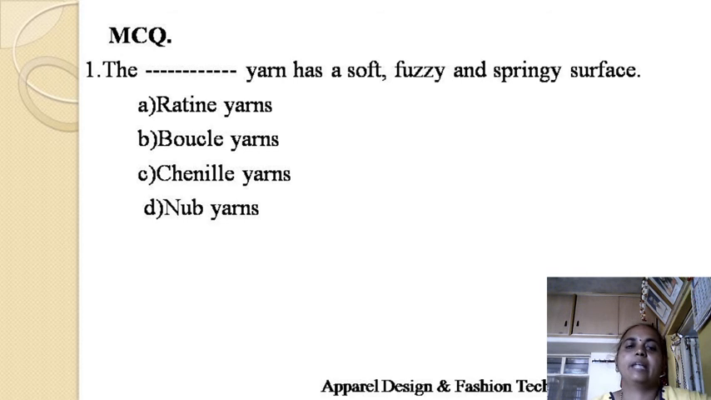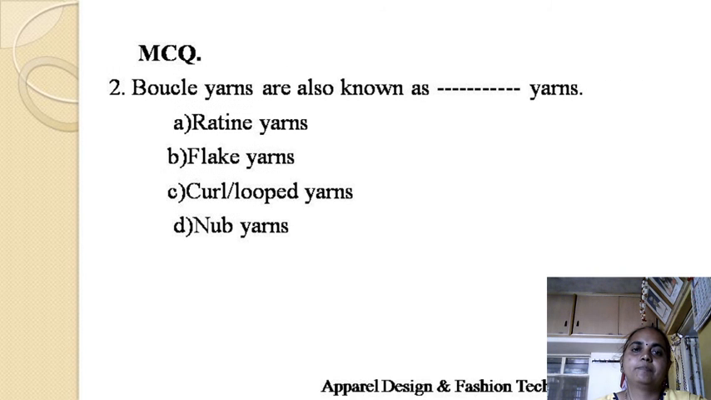So, which is the right one? You have to choose the right answer. Which yarn has a soft, fuzzy and springy surface? Rattan? No, it is not A. It does not have a fuzzy, springy and soft texture. Boucle, it also does not have those textures. Chenille, yes, it is the chenille yarn which has the soft, fuzzy, springy surface which resembles the caterpillar. So the right answer is chenille yarn, that is option C.